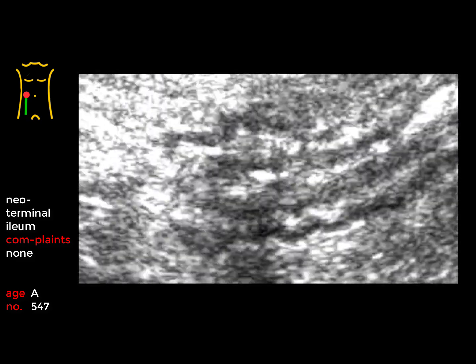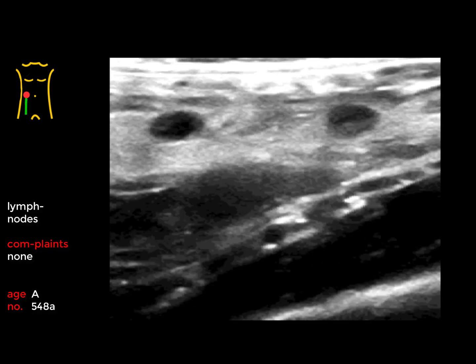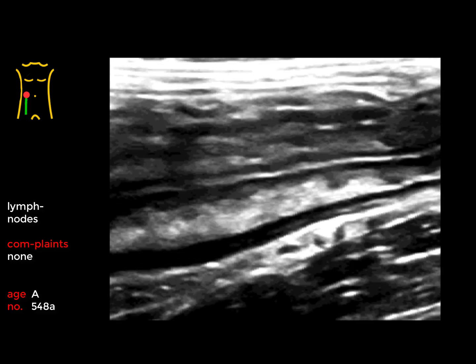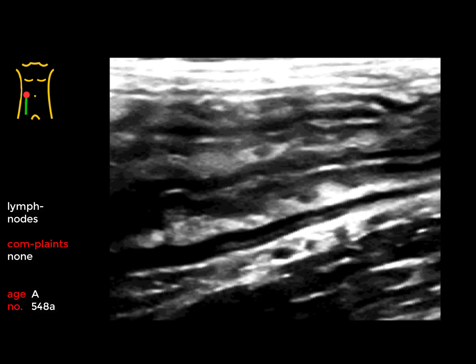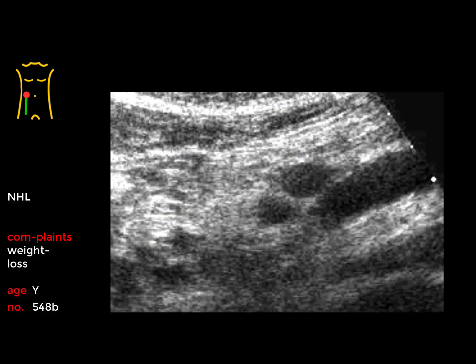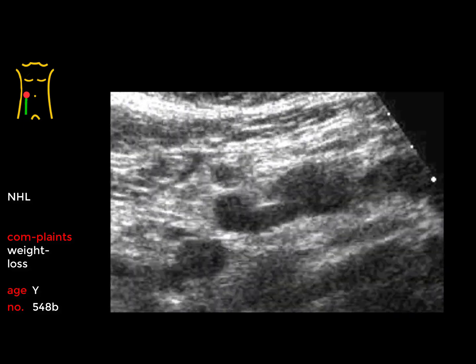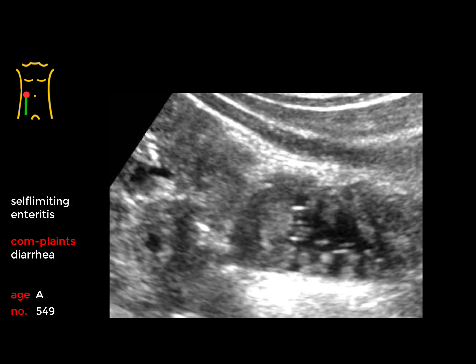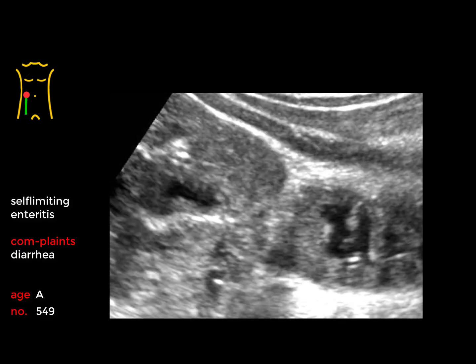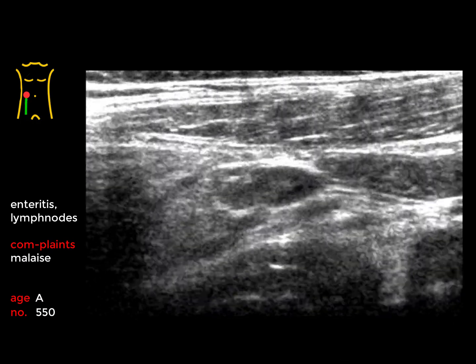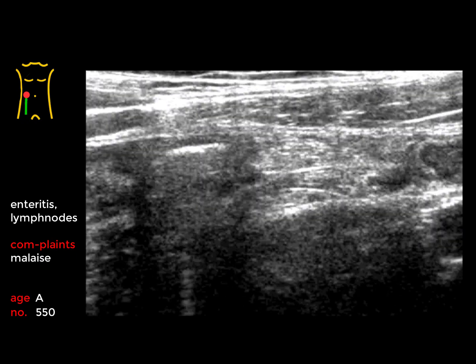This is true in another, a bit more difficult case in 547 as well. Please note in 548A the marked lymphadenopathy caused by intestinal inflammation. This is true in 548B as well. Case 549 shows another case of self-limited enteritis, and in 550 another marked lymphadenopathy case can be noted.